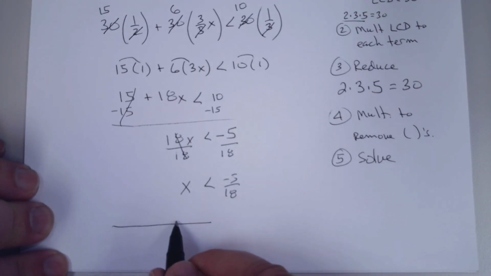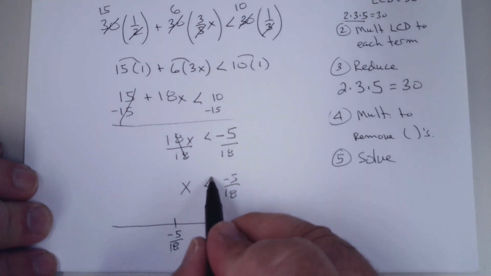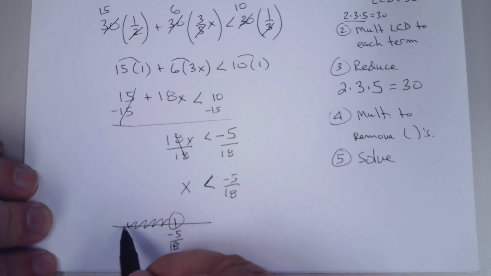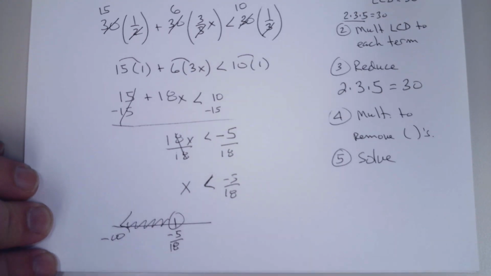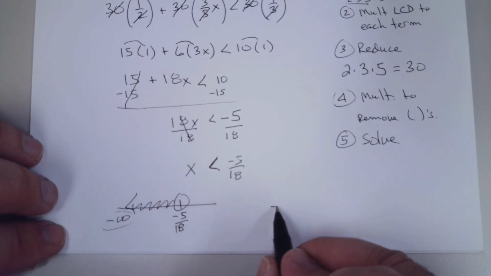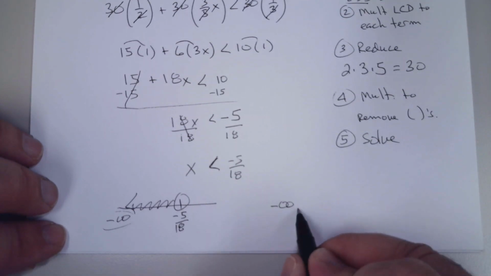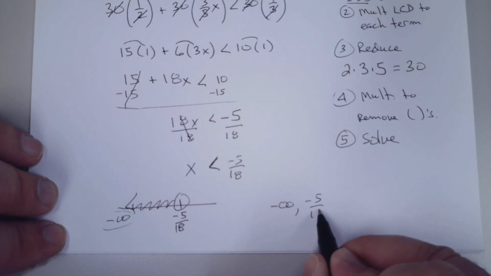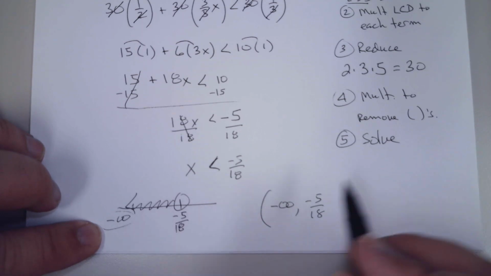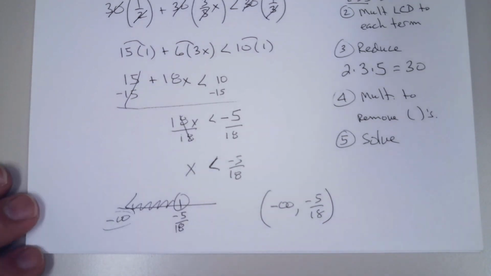Draw the graph first. Here's negative 5 over 18. Arrow is going to the left. It's an open circle, so it's going this way to negative infinity. So look at the endpoints, reading left to right. Infinity is always open. That's an open circle, so that's there.